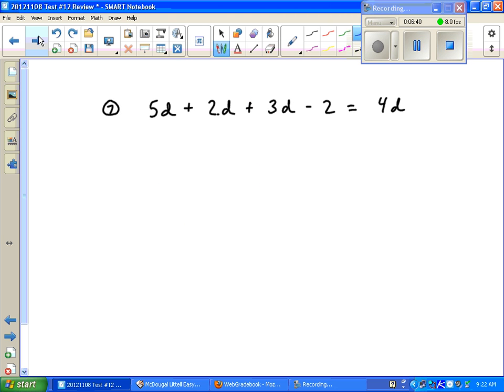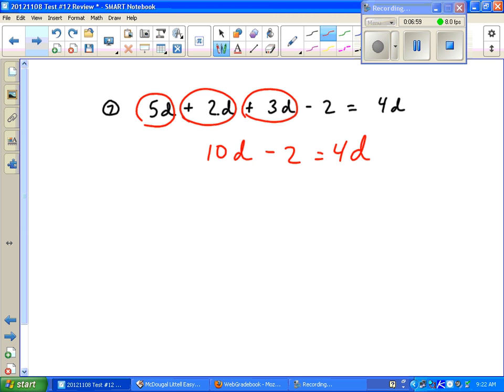Number 7 says 5d plus 2d plus 3d minus 2 equals 4d. Before you undo anything, you need to put all of your like terms together. You have 5d plus 2d plus 3d. We can combine all of those. 5 plus 2 is 7 plus 3 is 10d minus 2 equals 4d. Then you need to put all of your d's on the same side. We can bring that smaller 4 over to the left, the larger 10d. But since we have a negative 2 on the left, I'd rather bring the 10d to this side.